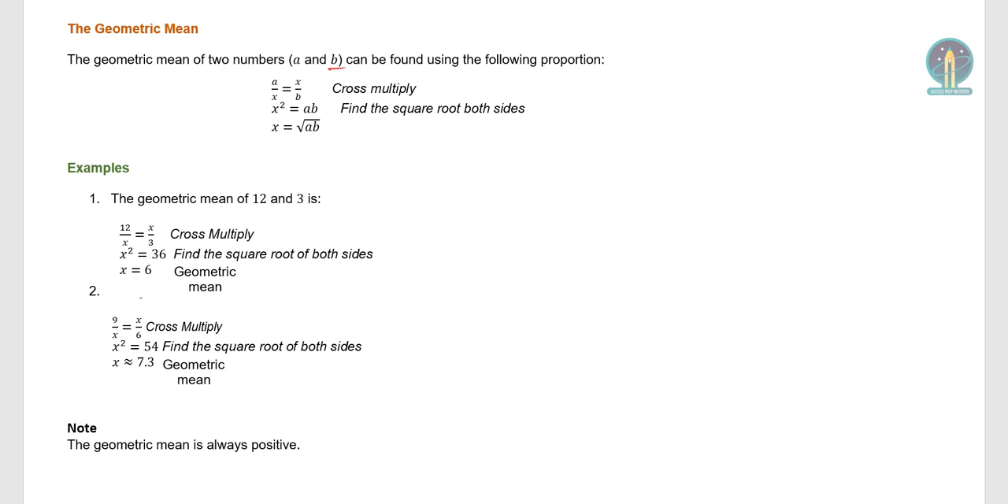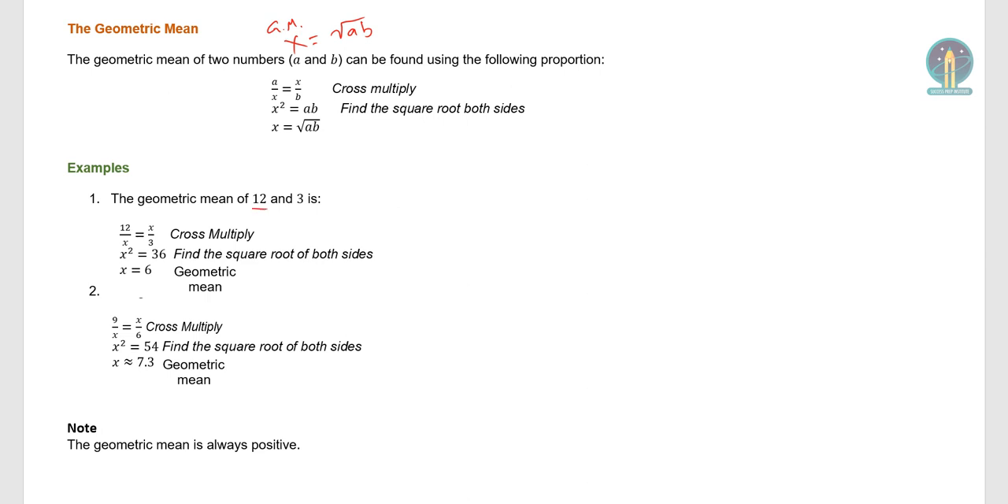Another very easy way to remember what the geometric mean of two numbers is: it's essentially the square root of the product of the two numbers. So the geometric mean, in this case X, is the square root of the product. Write the product, take the square root of it, and that is the geometric mean of any two numbers. Let's look at some examples.